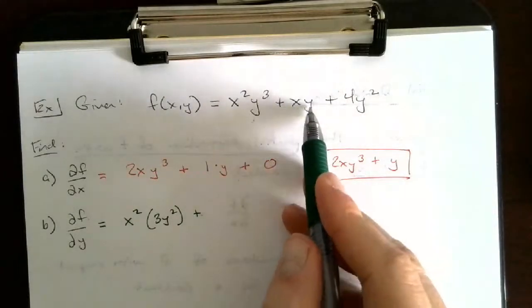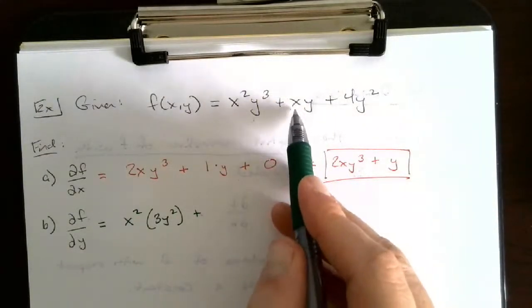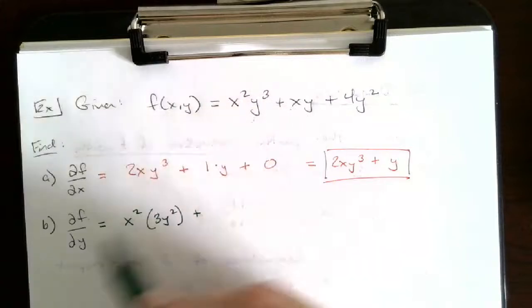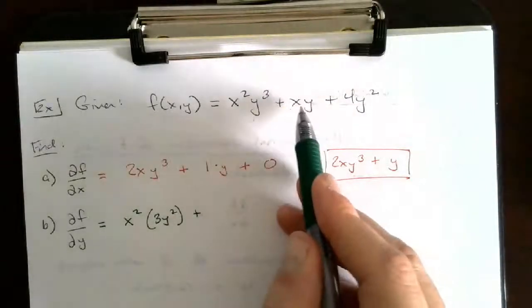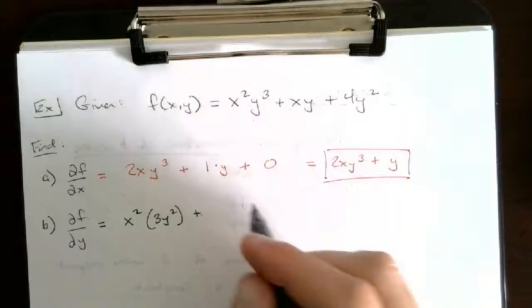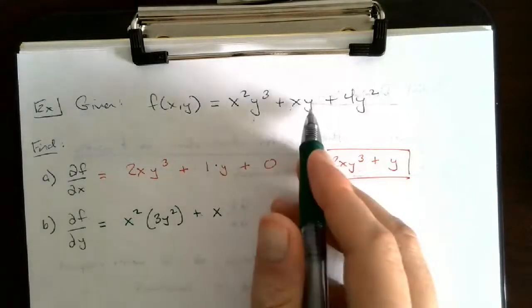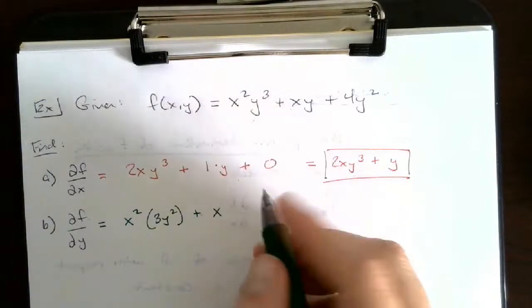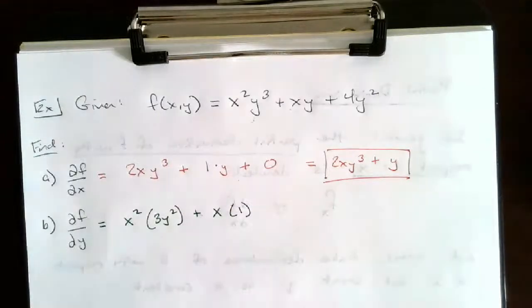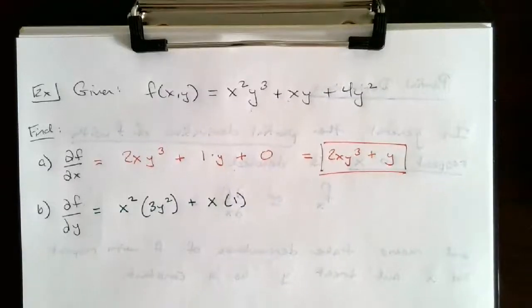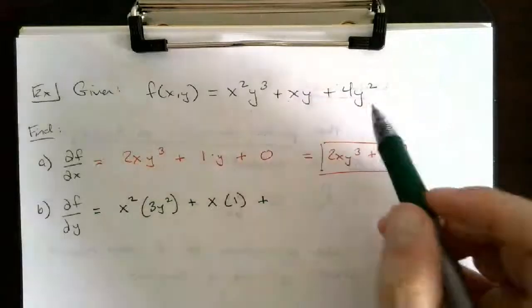Plus, here we got x times y. Well, x, again, that's a constant, right? Because the function that we're looking at has to have y, so it's a constant times y is the function here. So the constant stays, and you take the derivative of the function. The derivative of y, well, that's just 1, so it's x times 1. Plus the derivative of the last term, 4y squared.